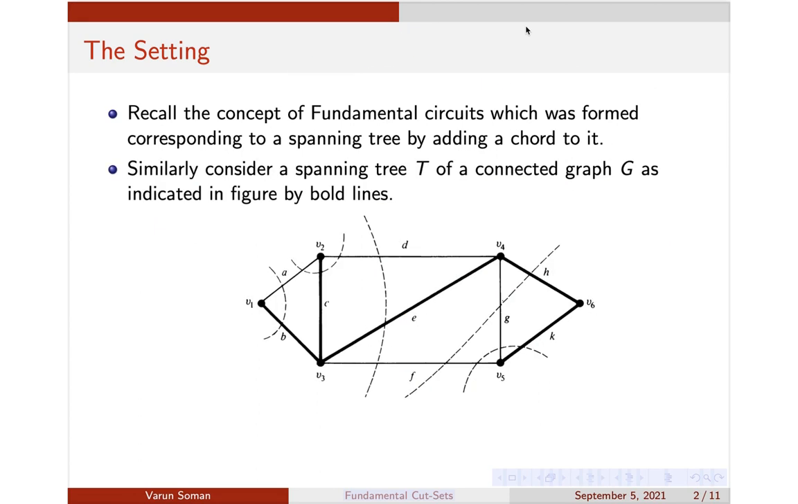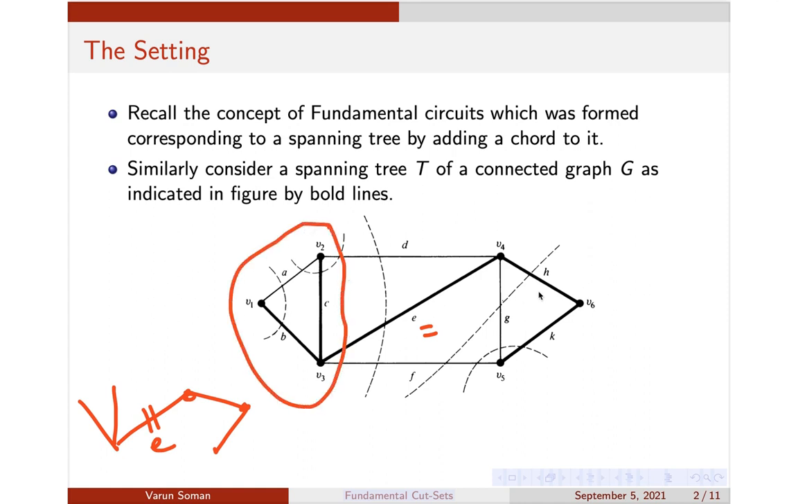Suppose I have a graph here like this, and I have a spanning tree which is drawn here with thick lines. Okay, so this is my spanning tree. You can see this here. Suppose I am deleting this edge, which is actually E here. Now that will partition the vertex set into two, this one and this one.